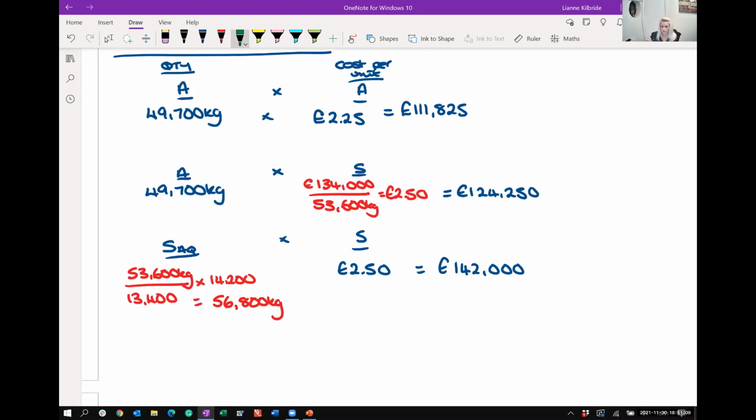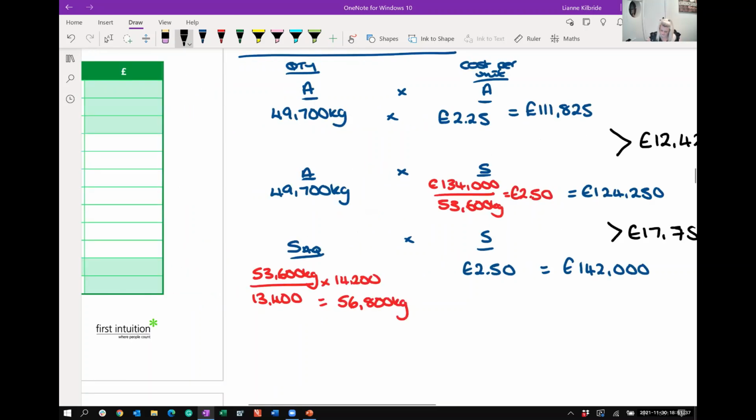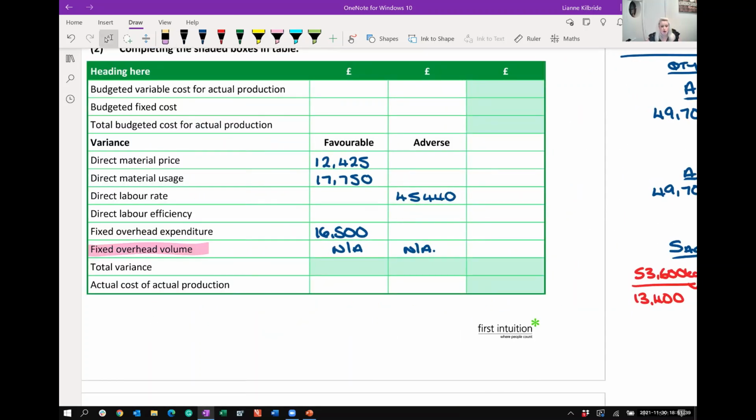So there'll be a method. Those who haven't seen this method before, you will see what's about to happen. If you compare these two figures, the difference between these two figures is 12,425. The difference between these two figures is 17,750. Okay, so these are the two figures that we've just put into the top two sections.